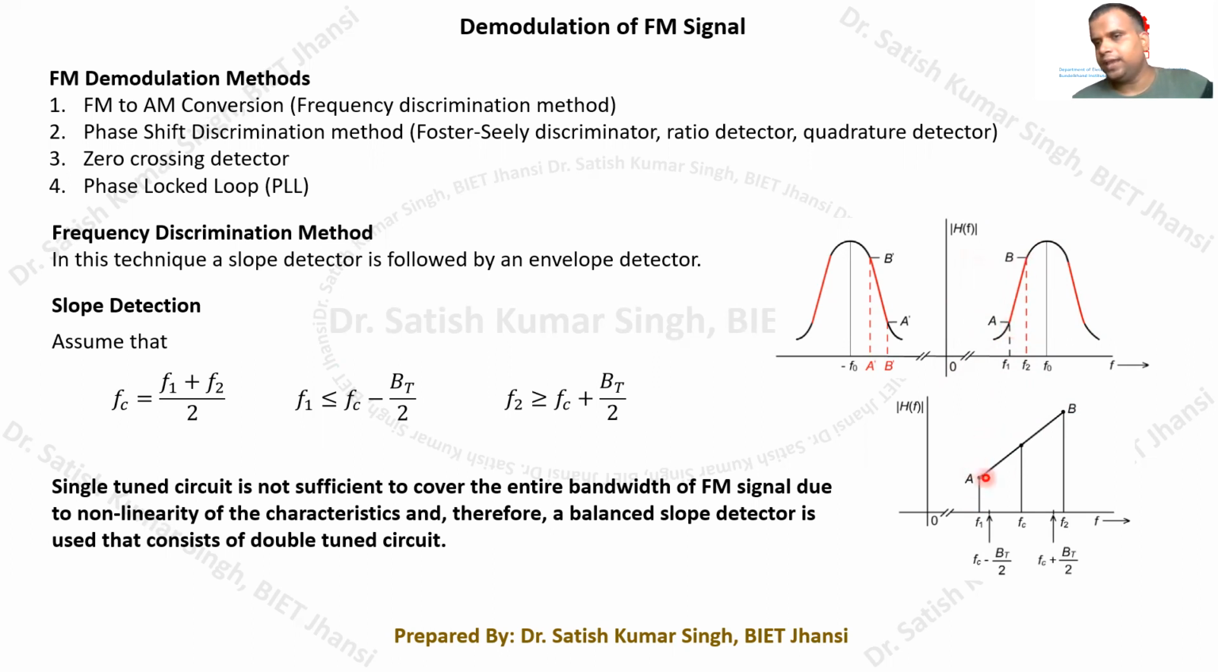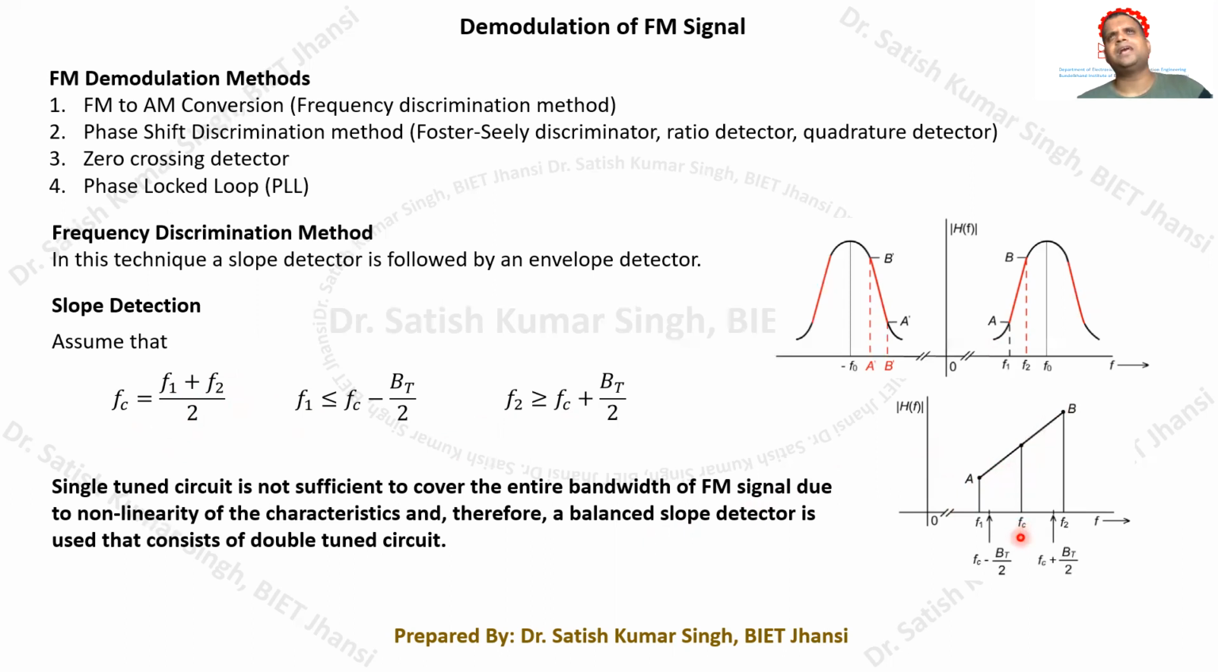So let us suppose that between A and B, we are having the most linear characteristics. Now if within this section A and B, in which it is having the most linear characteristics, we are able to accommodate the frequencies of the frequency modulated signal, with the carrier frequency fc equal to f1 plus f2 divided by 2, it means the carrier frequency is in the middle of this particular section.